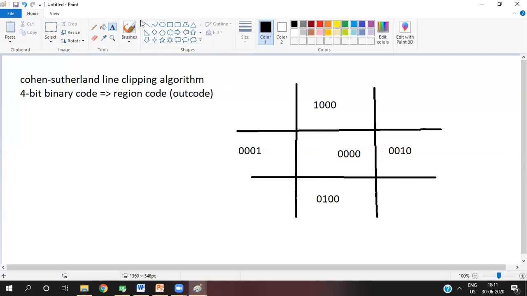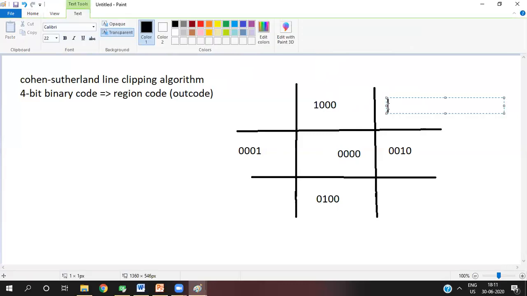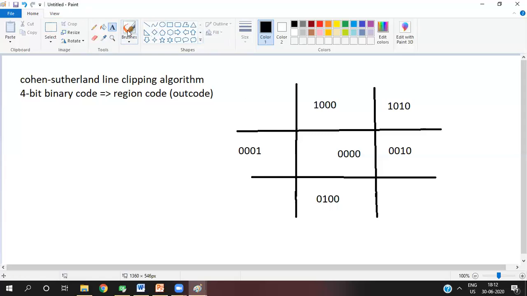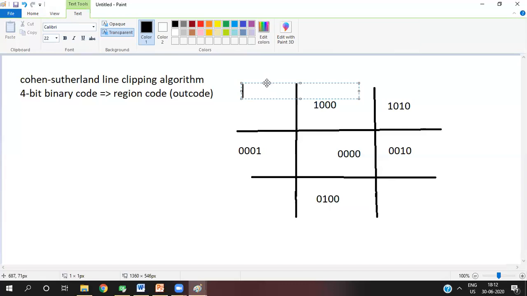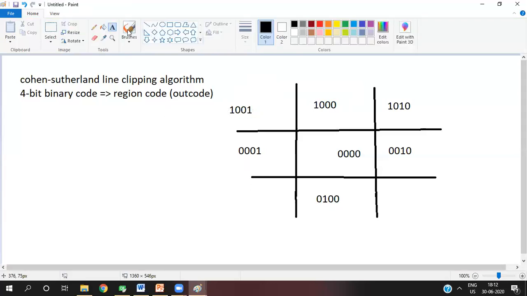Then how will we get the code of this corner? Right upper corner, just OR these two, and you will get the code of this. After ORing, what is the code here? 1010. Here, what is the code? OR these two. Here it is 1001.